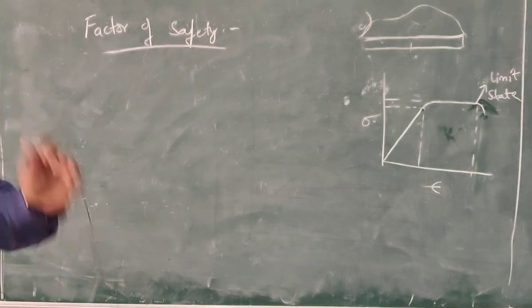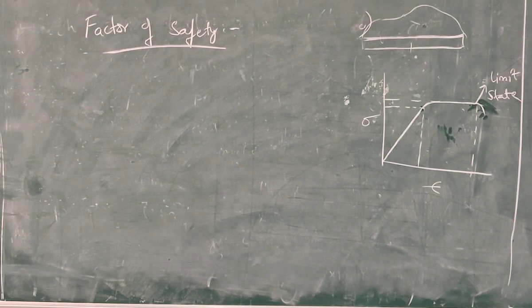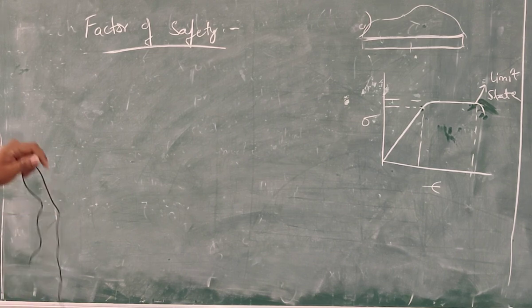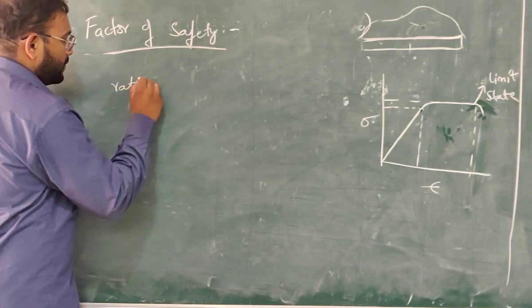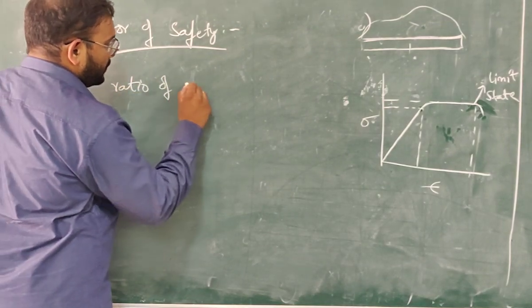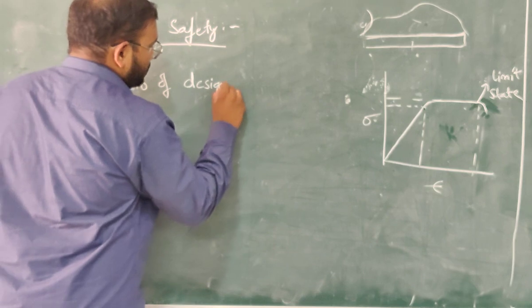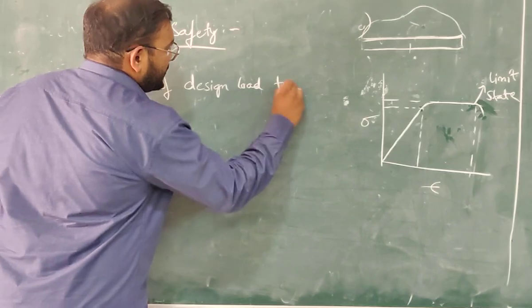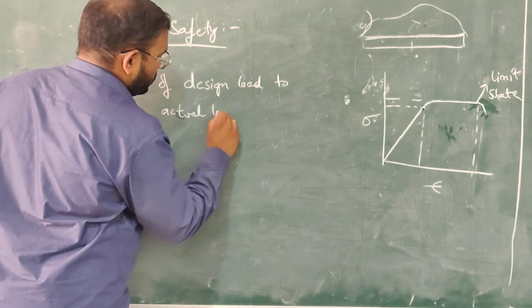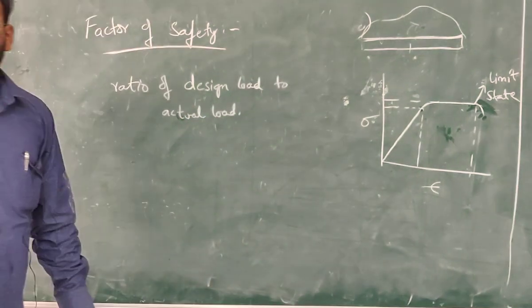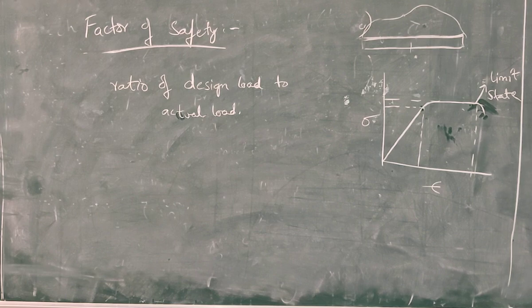Next topic you have is factor of safety. Factor of safety is the ratio of design load to actual load. It is a ratio of design load to actual load.